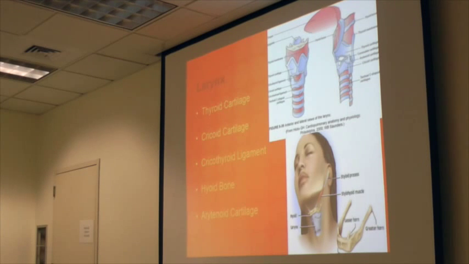The thyroid cartilage. In lay terms, we refer to it as the Adam's apple because that's what protrudes. Males have a more predominant larynx, or thyroid cartilage, compared to females. And the purpose of the thyroid cartilage is to protect the vocal cords and protect the upper airway.